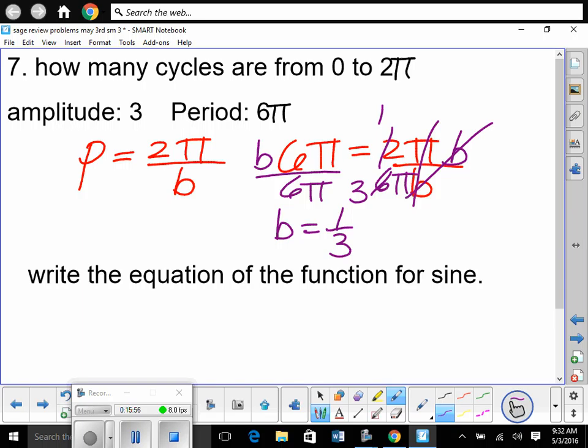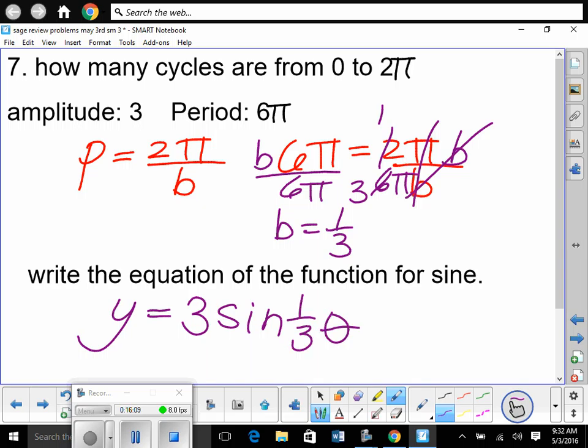Okay, now we can write the equation for the sine function. So we have y is equal to our amplitude, 3, so 3 sine of, it's b theta, not period theta. So sine of 1/3 theta, right? Questions? Okay.